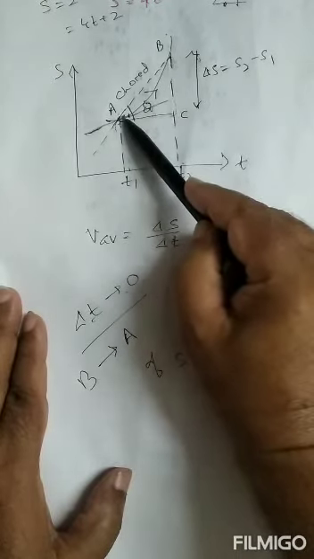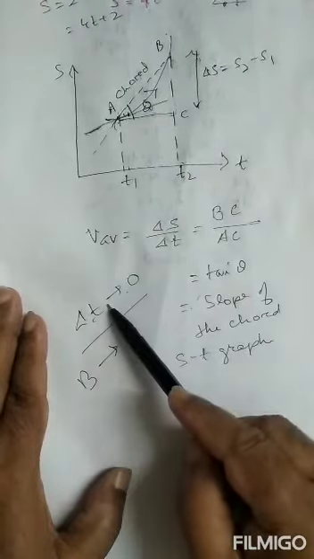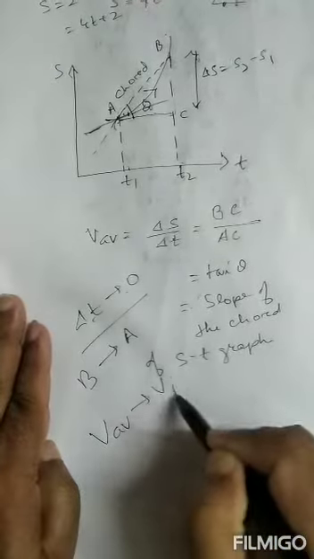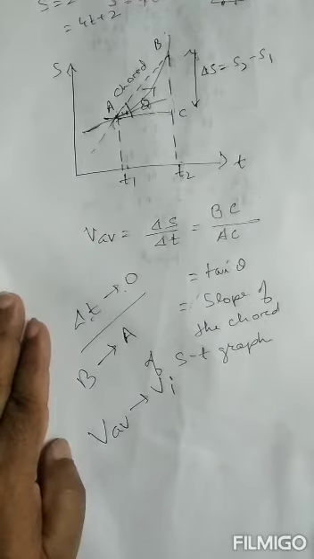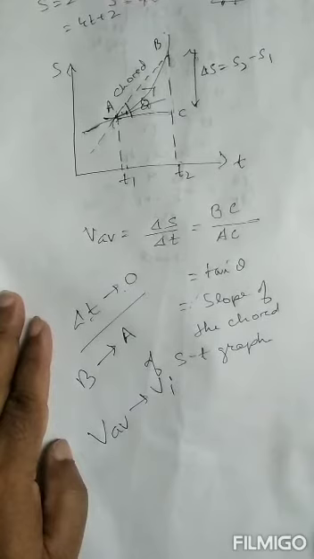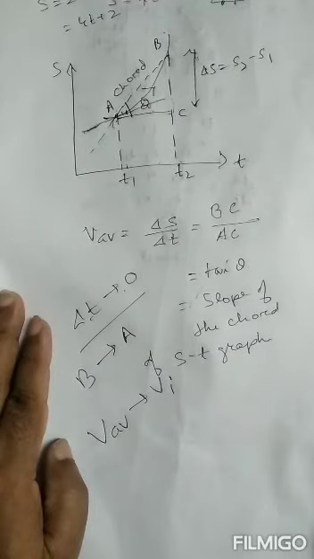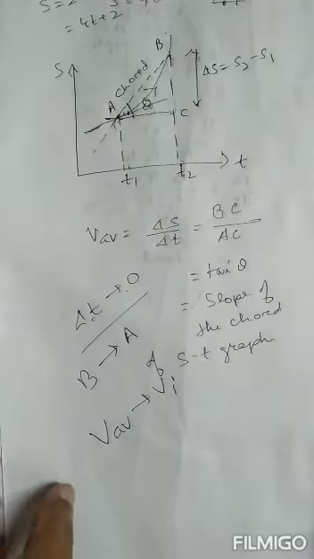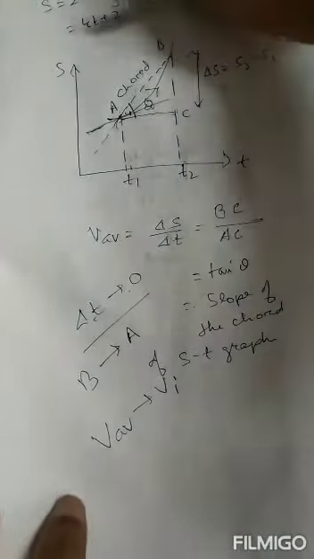B point is very close to A, therefore this time interval is very, very small. That is called delta T tends to 0, and our average speed tends to instantaneous speed. Can you remember the definition of instantaneous speed? It is the speed of the body at a particular instant. That means under that situation, delta T tends to 0, or it is said that it is the limiting value of average speed. It is the limiting value of average speed when the point B is very close to A or delta T tends to 0.